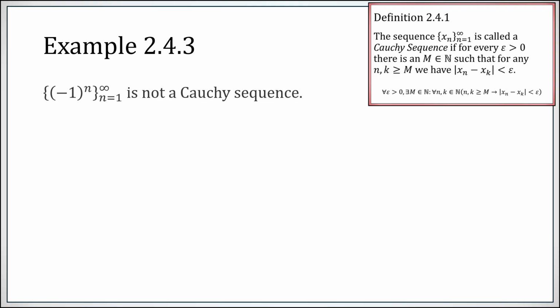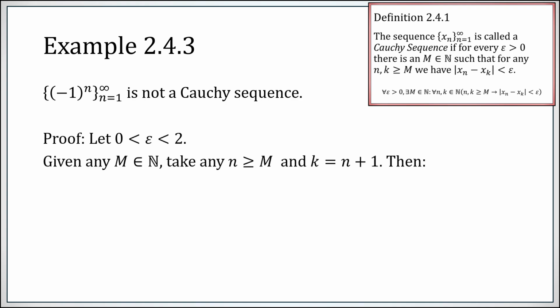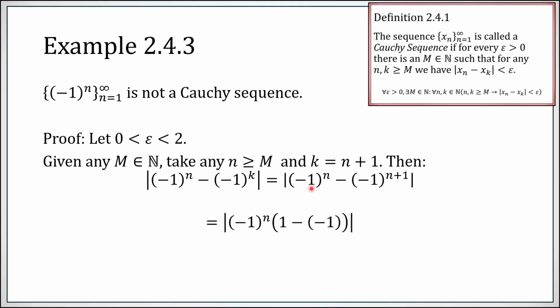Here's another example. We'll show that the alternating sequence, -1, +1, -1, +1, and so forth, is not Cauchy. So let epsilon be positive, but also let it be less than 2. Now given any index, two consecutive terms, so pick an n, and then let k be 1 larger. So one of these is +1, and one of them is -1. So you either have -1 minus 1, or +1 minus -1. In any case, the absolute value there will work out to be 2, and 2 was larger than epsilon.